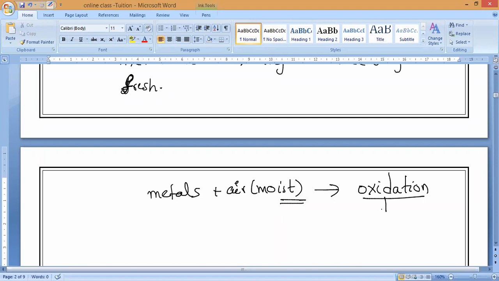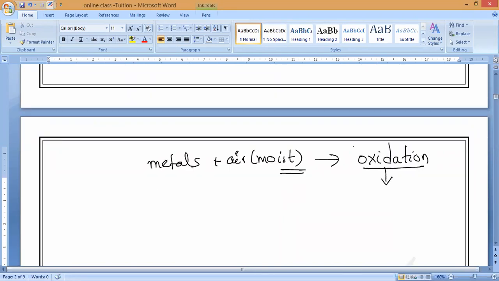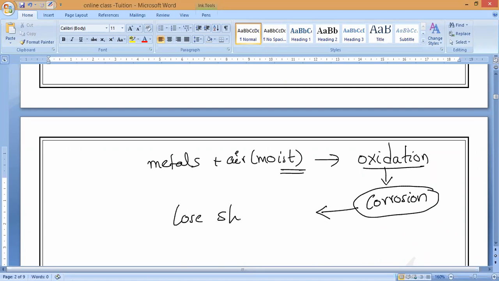So this oxidation reaction, what should we call it? We have a name. What is that called? Corrosion. So because of this corrosion, metals lose their shiny surface. So again, if I want to get back this shiny surface, what should I do, guys?